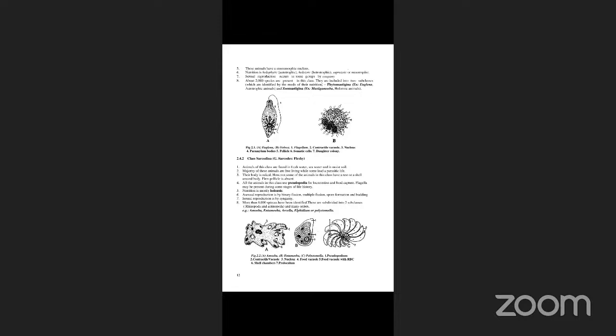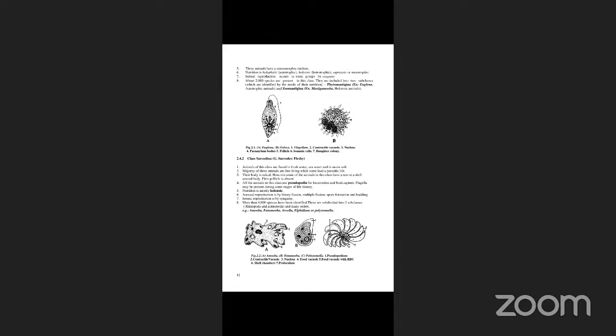They are again subdivided based on their mode of nutrition into Phytomastigina and Zoomastigina. In the Phytomastigina, an example is Euglena, whereas in Zoomastigina it is Mastigamoeba. So this is about the first class.